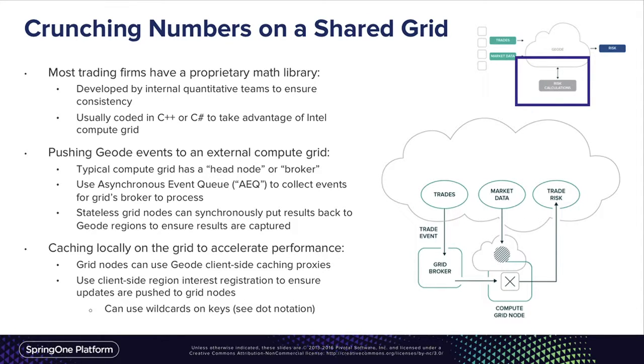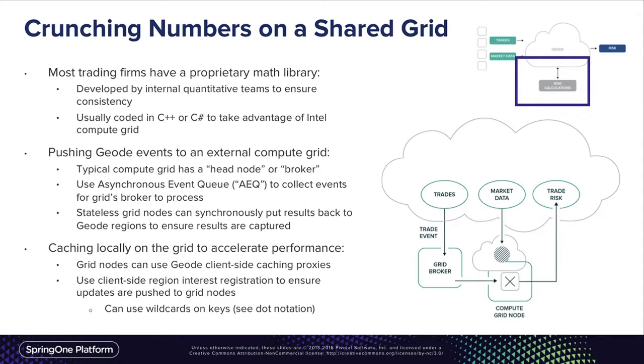Okay, crunching the numbers. So after you get everything into Geode so that it's accessible, now you want to fire off a compute job. Most companies are using as their compute grid product something like Data Synapse or Platform Symphony, and there are a few others. And they pretty much all have a notion of a head node or a broker that is the thing that manages where compute is going to happen. The compute nodes pretty much use a pull semantic. They pull a task from the broker when they're ready.